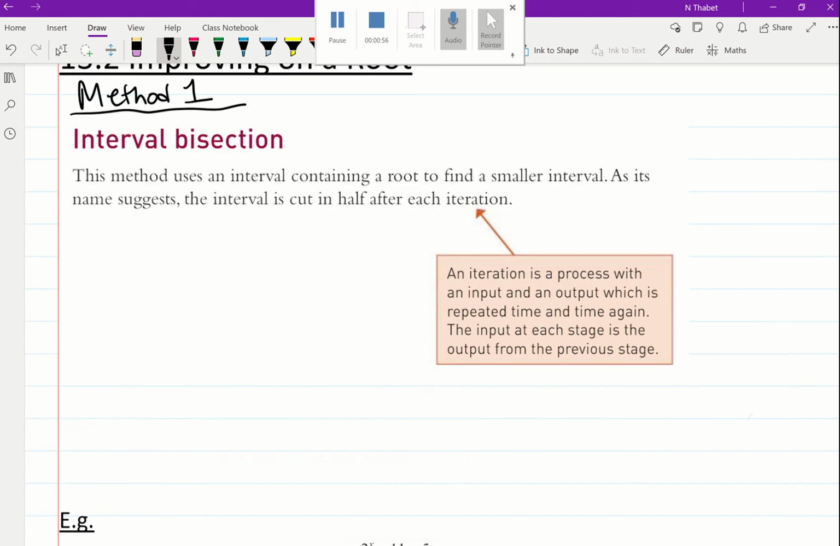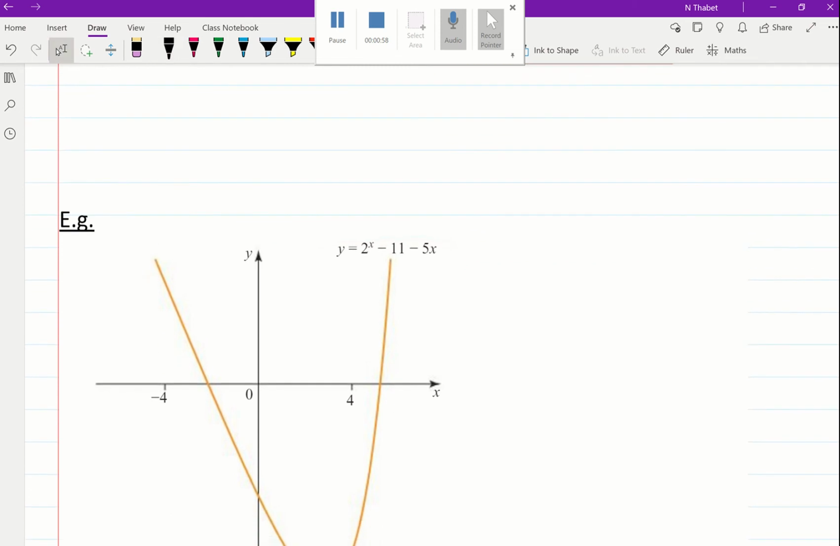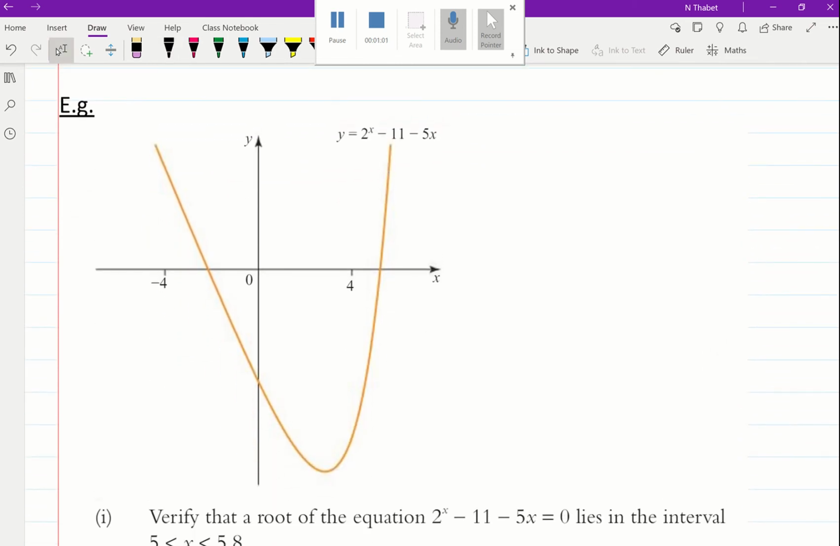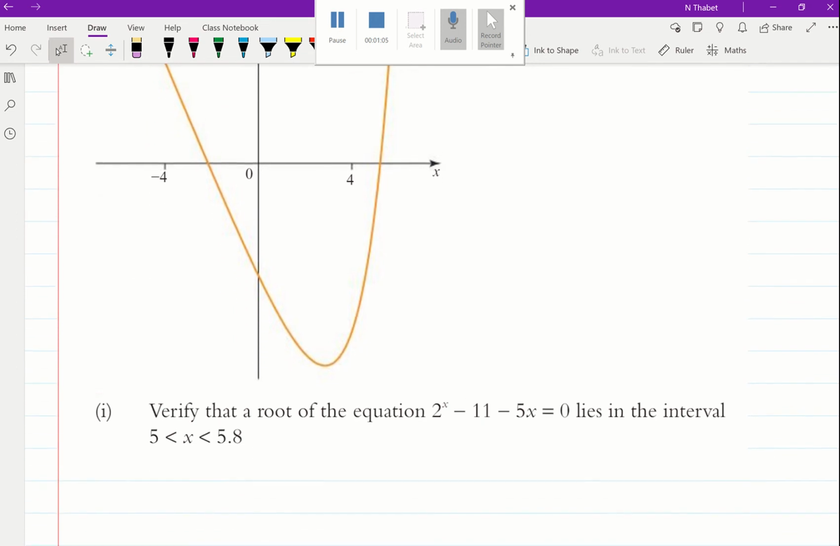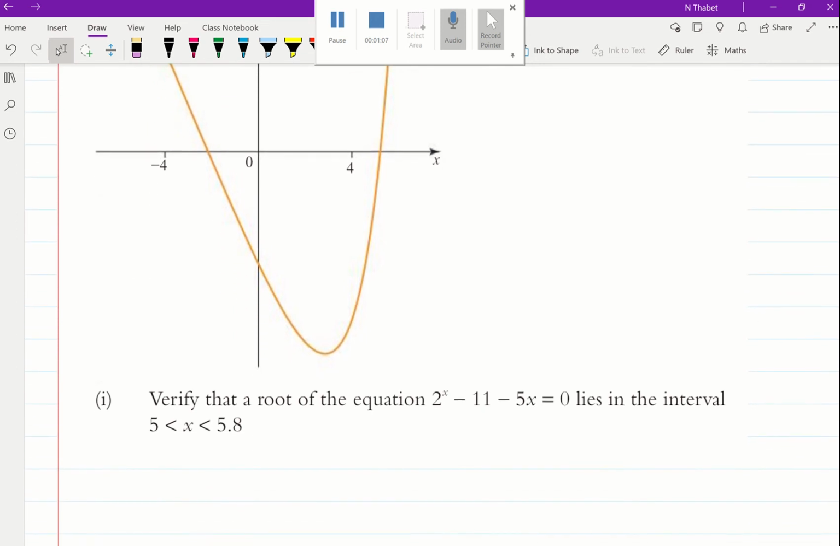So let's have a look at the first example. They've given you a diagram, a sketch of the curve. They don't need to do that. But the first thing they ask you to do is to verify that a root of the equation 2 to the power of x minus 11 minus 5x equals 0 lies in the interval between 5 and 5.8. So they've asked you to verify the root, and you do that using the change of sign rule.